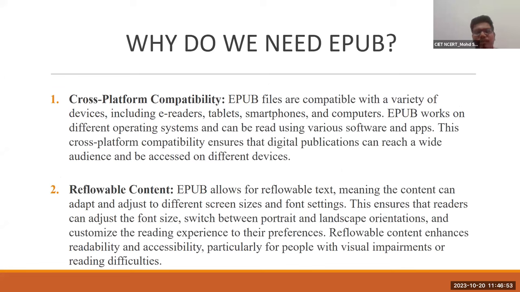Why do we need EPUB? The next question arising is, why do we need EPUB? Cross-platform: the first point is cross-platform compatibility. EPUB files are compatible with a variety of devices, including e-readers, tablets, smartphones, and computers. Ebooks work on different operating systems and can be read using various software and apps. This cross-platform compatibility ensures that digital publications can reach a wide audience and can be accessed on different devices.